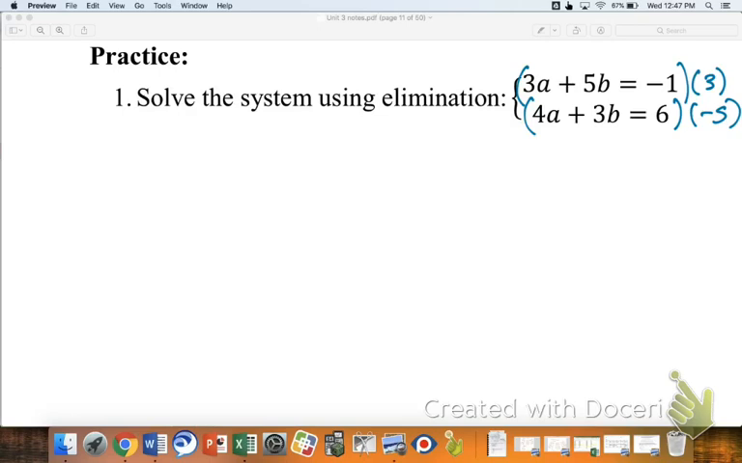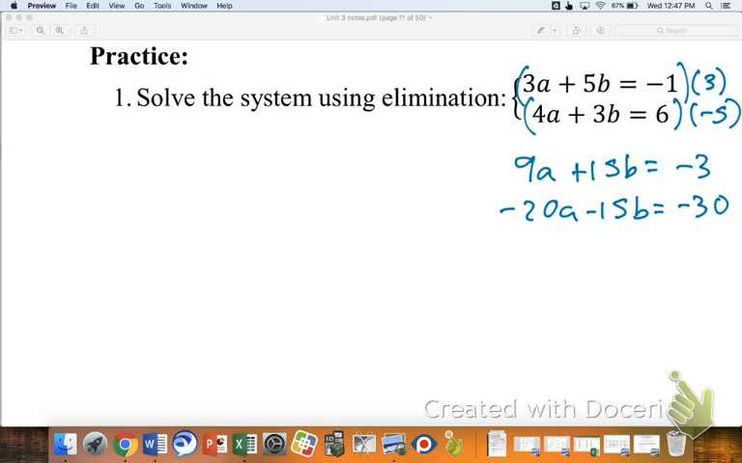Couldn't you do negative 3 and positive 5 too? You sure could. Oh, I get it. So this would be 9a plus 15b equals negative 3, and negative 20a minus 15b equals negative 30.